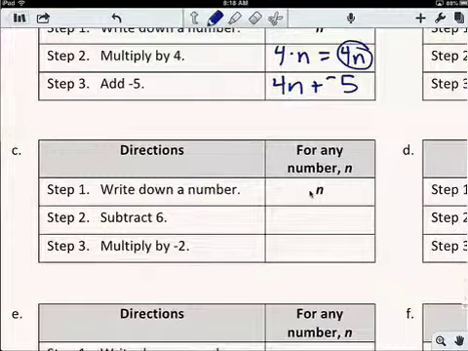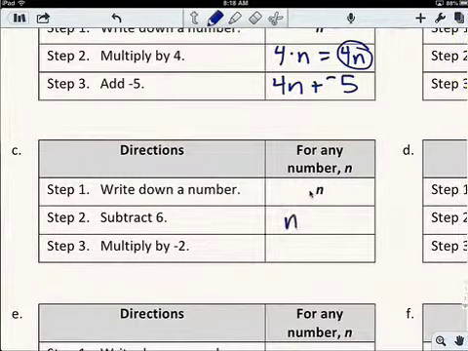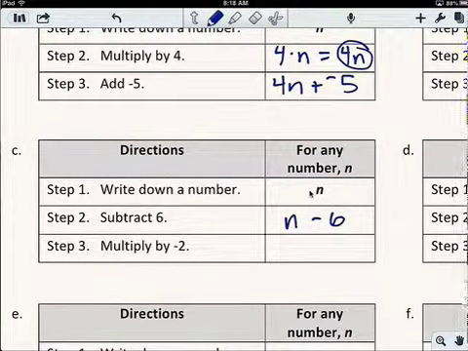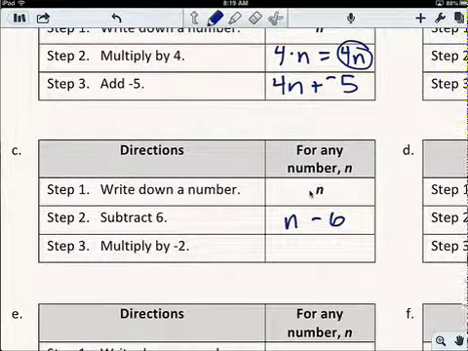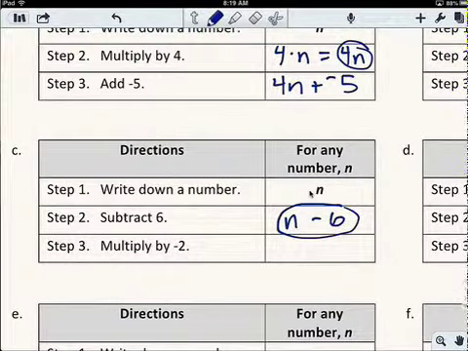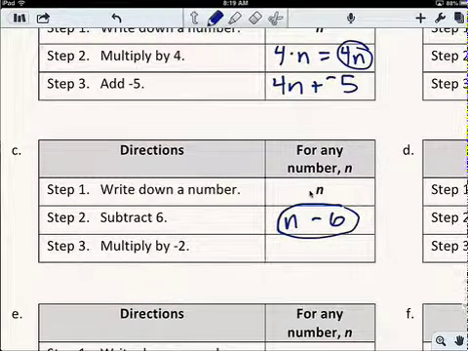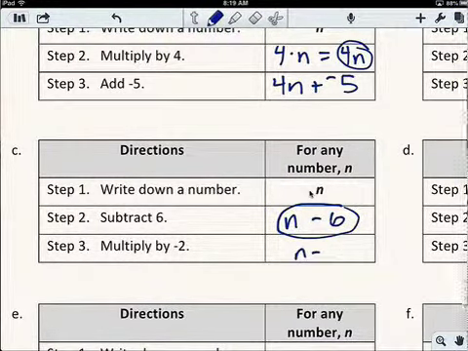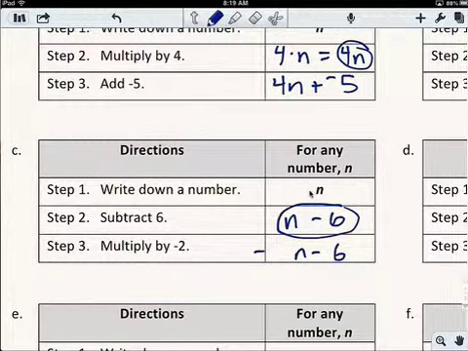All right, write down a number, n. We're going to take n and subtract 6. Then we're going to multiply that by negative 2. And remember, we have to take our whole answer from the previous problem and multiply it by negative 2. So I'm going to write n minus 6, and I'm going to multiply it by negative 2.